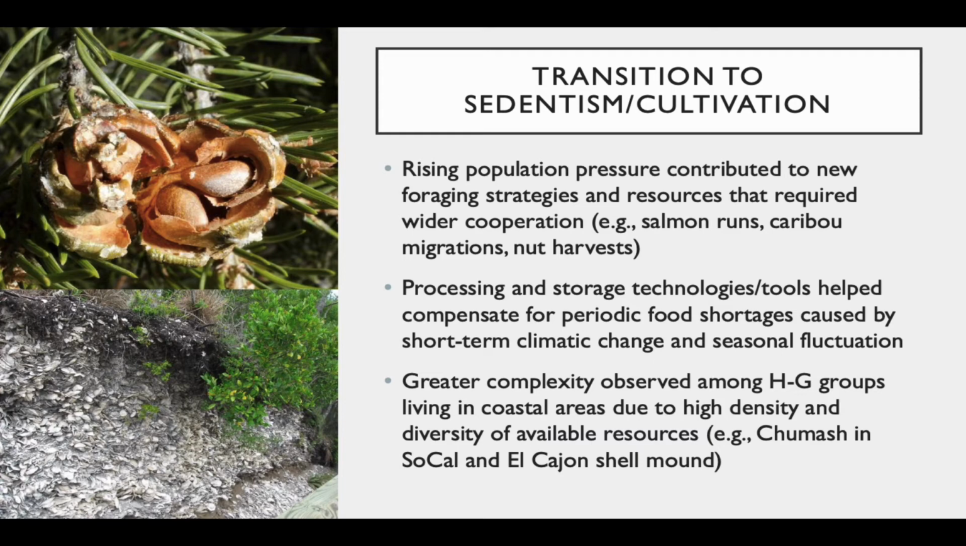And one important trend to note is that we actually see some of the earliest, more complex societies, as we call them, among hunter-gatherer groups, developing along coastal areas. Researchers associate this with the higher density and diversity of available resources in coastal regions. So, for example, the Chumash in Southern California and the El Cajon shell midden in Mexico. These are very early examples that we can draw information from.